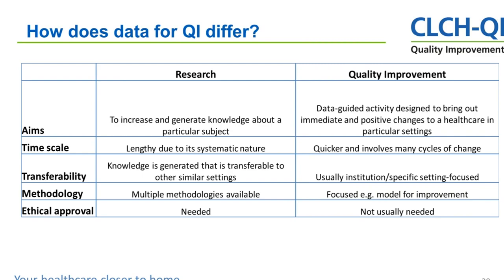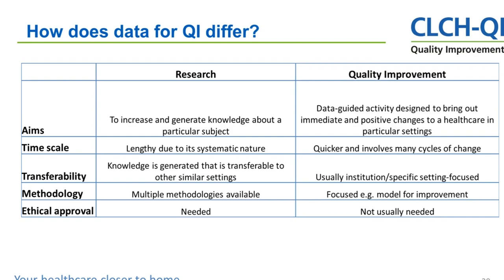The transferability of research is key in its distinguishing features compared to quality improvement. Research is designed to provide generalisable knowledge that can be transferred to other similar settings, whereas quality improvement is usually institutional, with a specific setting focus. This isn't to say that we can't learn from other quality improvement projects, but it's important to note that what may work in one service may in fact not work in another service.